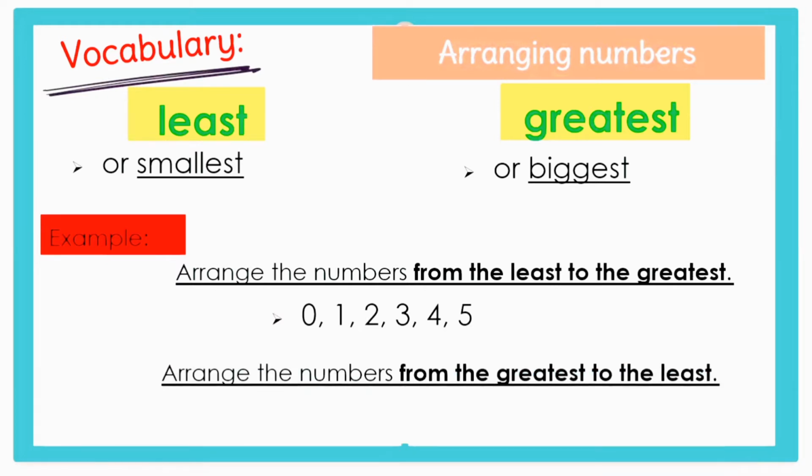The second one, arrange the numbers from the greatest to the least. The easy example we have is 5, 4, 3, 2, 1, 0. So the numbers are decreasing.